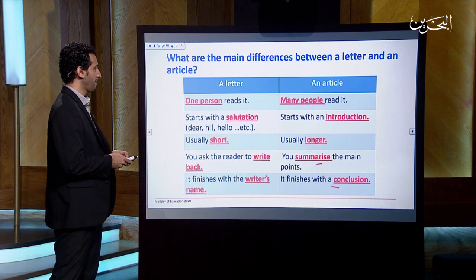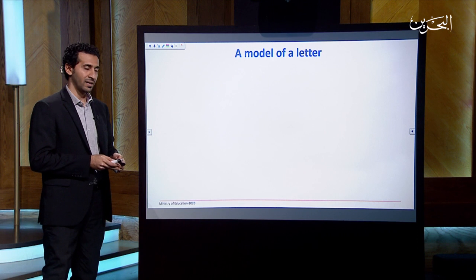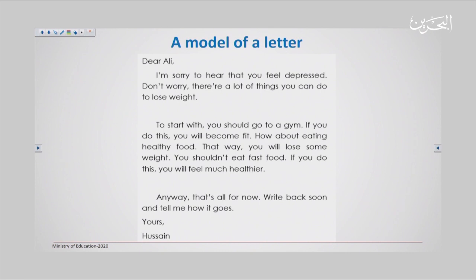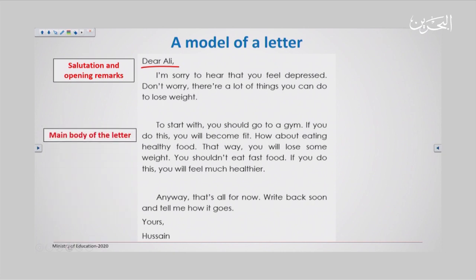All right, now let's have a look at a model of a letter. So, here we go. Do you think this is an article or a letter? Well, it's very obvious, it's a letter. And why is that? Because we have a salutation. So here's the salutation. And the opening remarks, of course. So you start your letter saying that you feel sorry and you are worried about your friend or other things, okay? Another thing is the main body of the letter, this is the main body, okay? And this is the last paragraph.